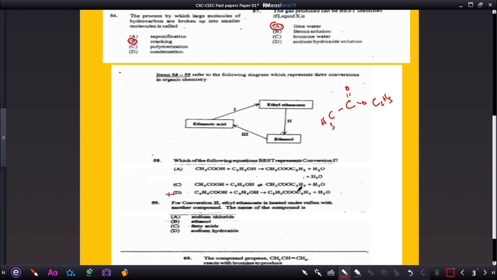Part C, 2, 3, 4 carbons. And part A, 2, 3, 4 carbons. But part A, I'm seeing producing 2 water there. So I'm not sure what that is saying. So the answer would be C, which is CH3COOC2H5 plus water. Okay.